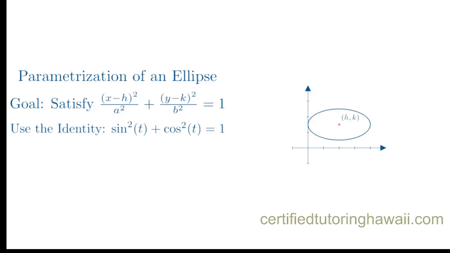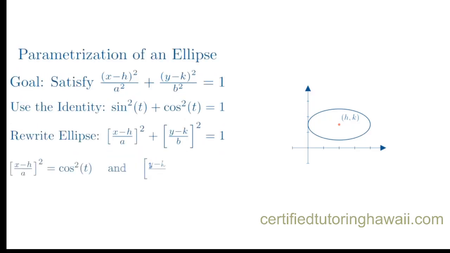Let's rewrite our ellipse equation to match the form of the identity. We can move the a and b to the inside of the squares, like this. Now, notice the similarity. We can see that to satisfy this equation, we can make the first term equal to cosine squared of t, and the second term equal to sine squared of t.